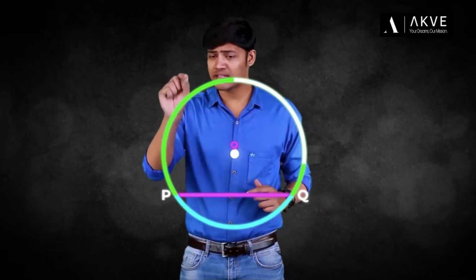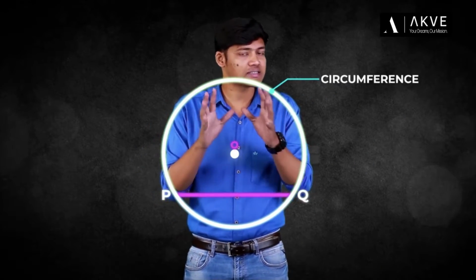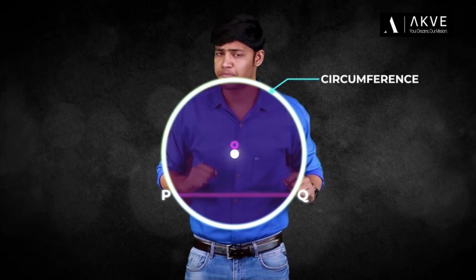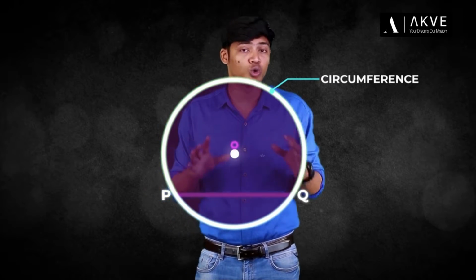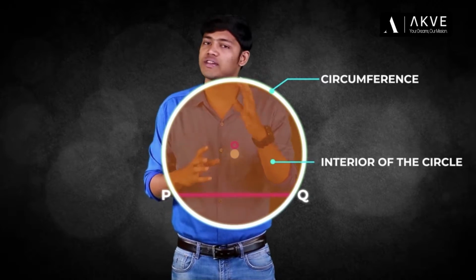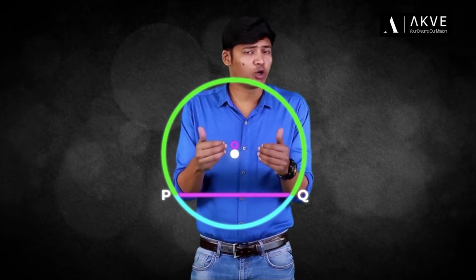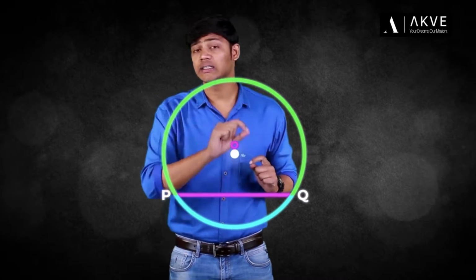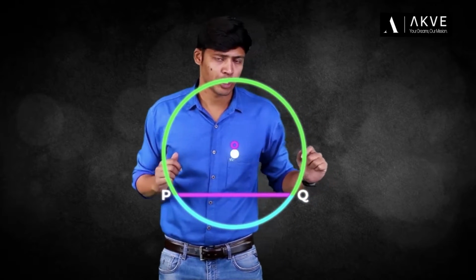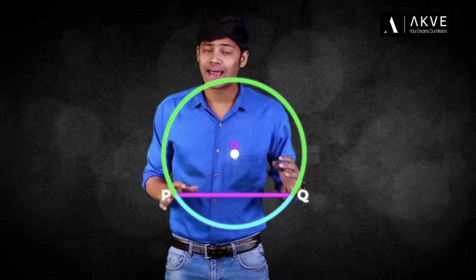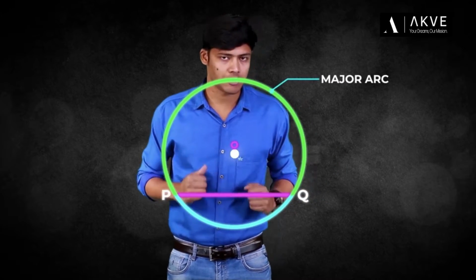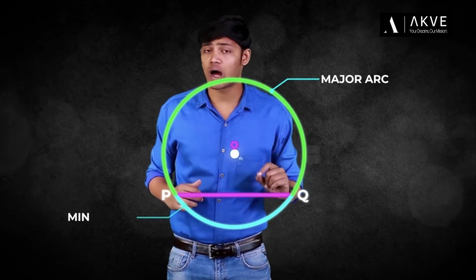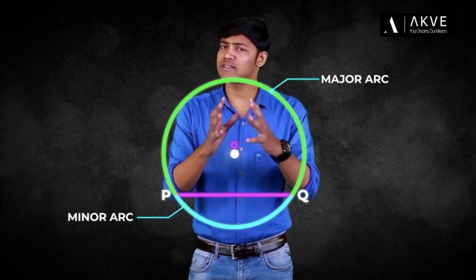Remember that only this circumference is known as the circle, not this region. This region is known as the interior of the circle. So, here we have 2 arcs. One arc is longer and the other arc is shorter. We call the longer arc the major arc and the shorter arc the minor arc of the circle.